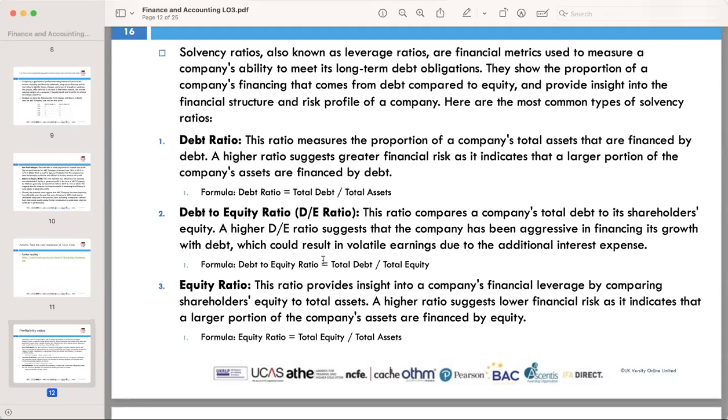The last one is the equity ratio. This ratio provides insight into a company's financial leverage by comparing shareholders' equity to total assets. A higher equity ratio indicates lower financial risk because it means a larger portion of the company's assets are financed by equity. To calculate the equity ratio, we divide the total equity by the total assets.